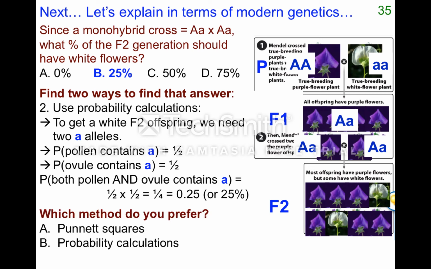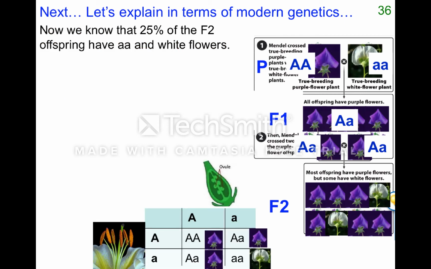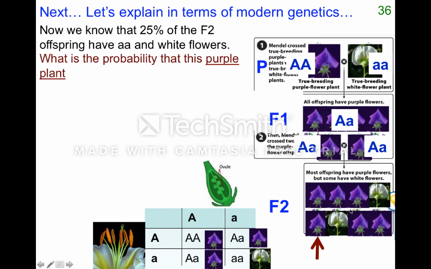Whatever method you prefer, go ahead and use that. I'll accept both types of work in the exam. Do make sure you explain your work clearly, though. Either one will get you the right answer, but if we ask you to show the work, make sure you show the work clearly. Now we know that 1/4 or 25% of these offspring will have small a, and therefore have white flowers.